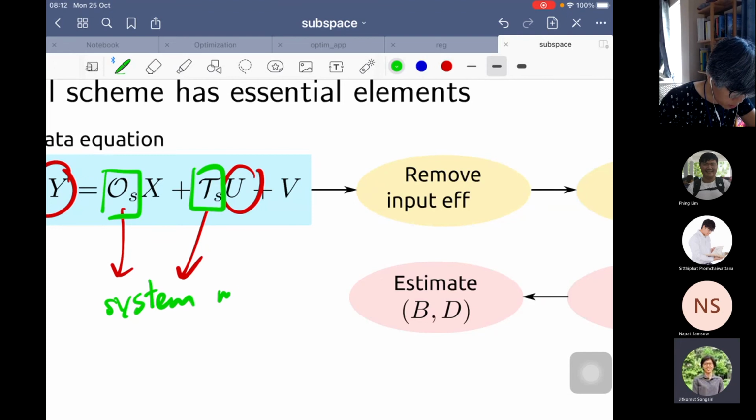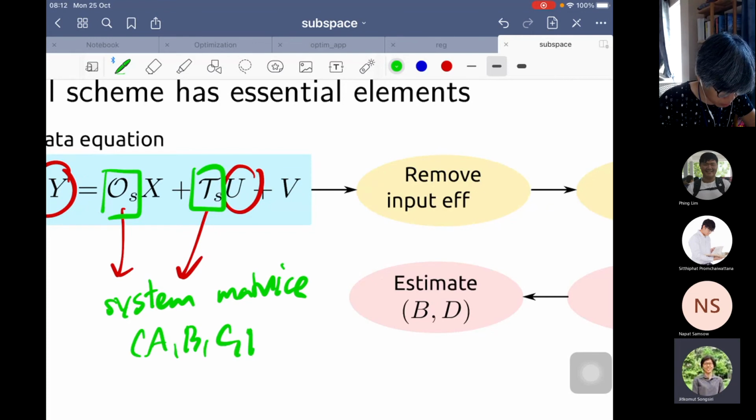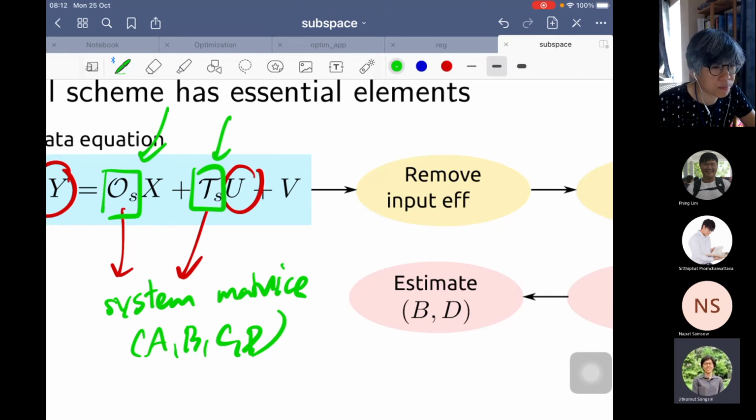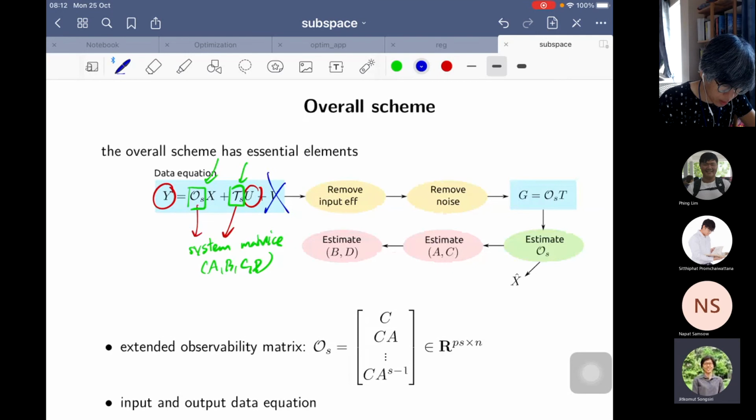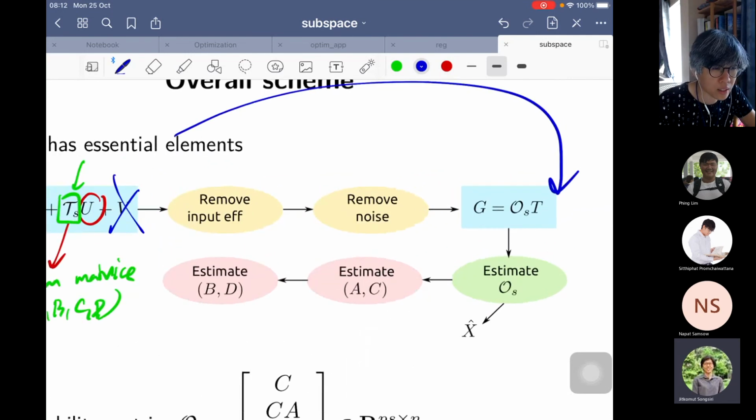these two matrices, O_s and tau_s, contain the system parameters A, B, C, D. So what you're going to estimate is hidden in O_s and tau_s. Y and U are given, but the term V is unknown, the uncertainty from noise. At the end, we try to use the given information to get to this box, G equals O_s times T. That's our goal.